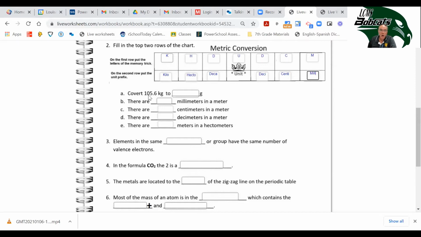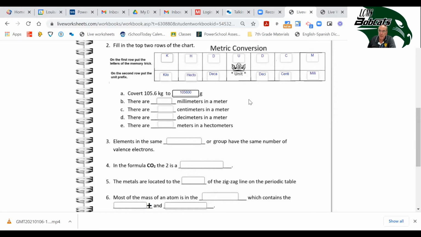Okay, now it says convert 105.6 kilograms to grams. So we learned about the swoop method. We find the beginning prefix, which is kilo, and we count how many swoops it takes to go to where we want to end up, which is the base unit grams. So we swoop 1, 2, 3 to get to the base unit. So we have 105, and then we're going to swoop once, twice, 3 times. So it would be 105,600.